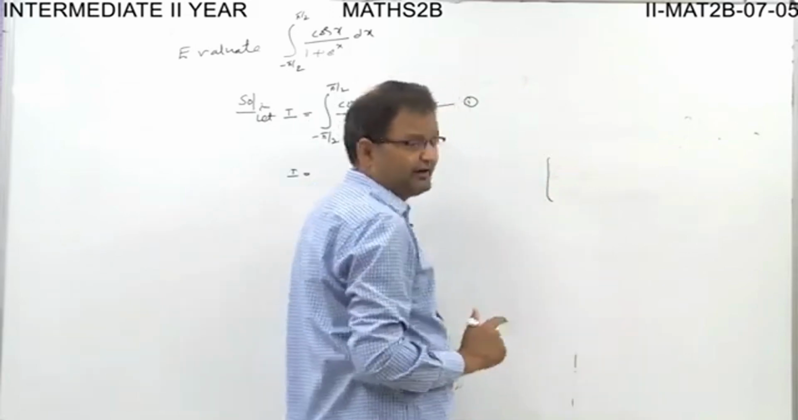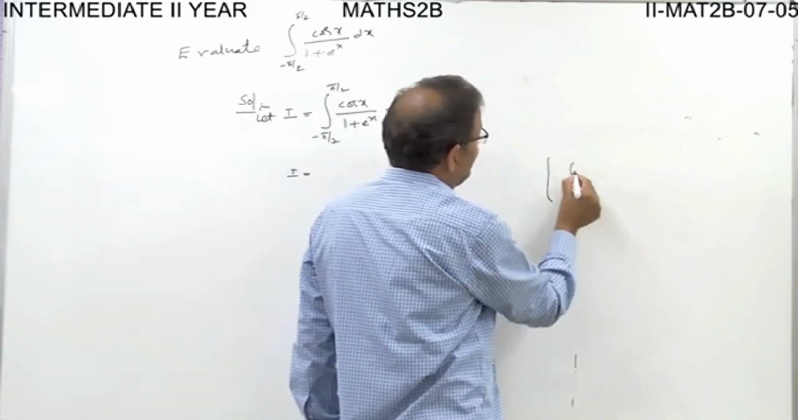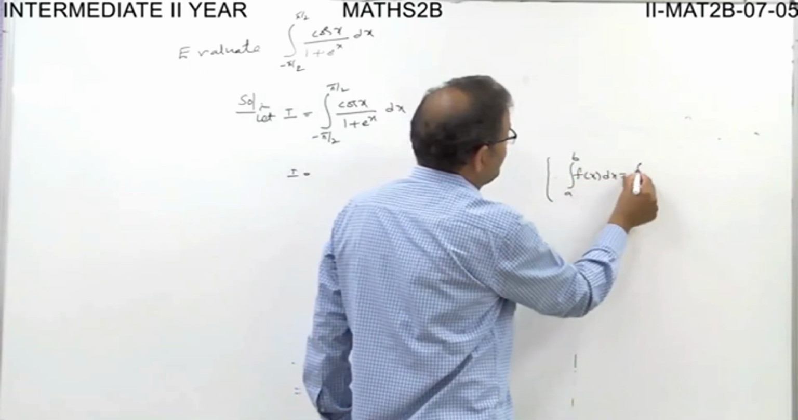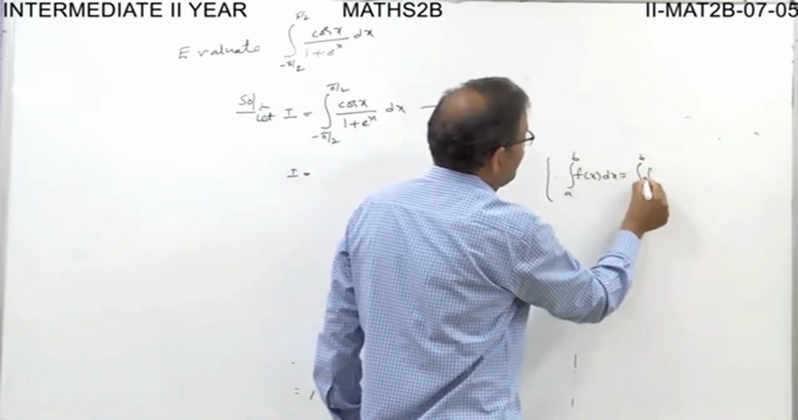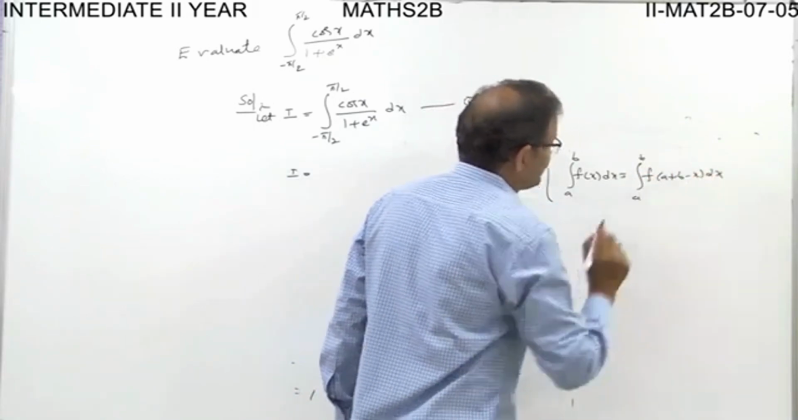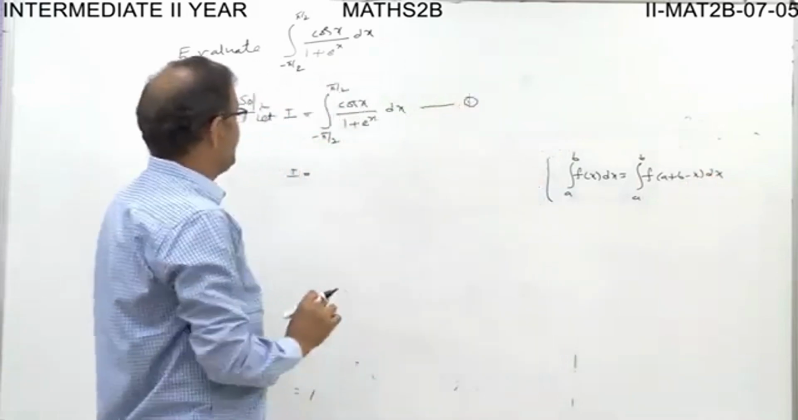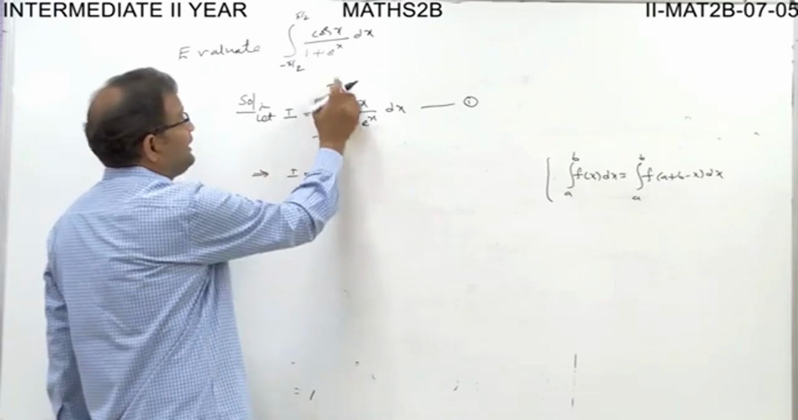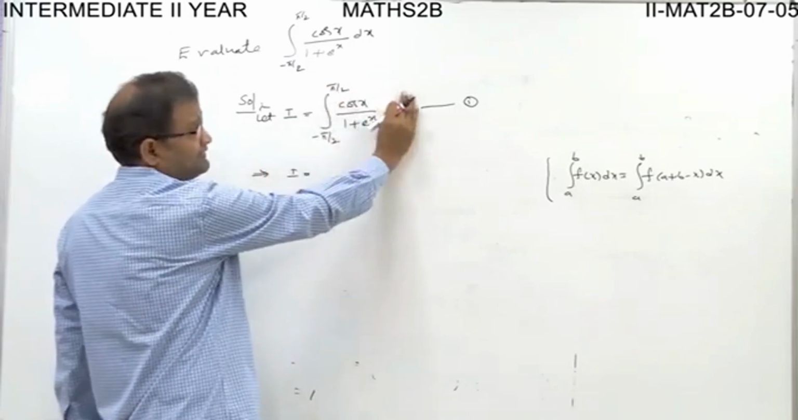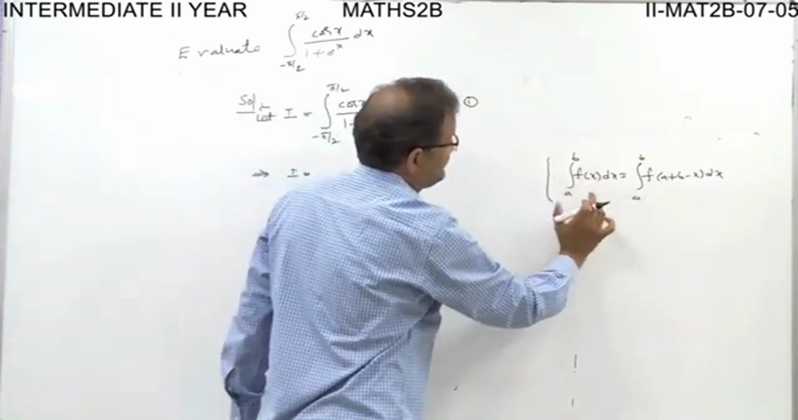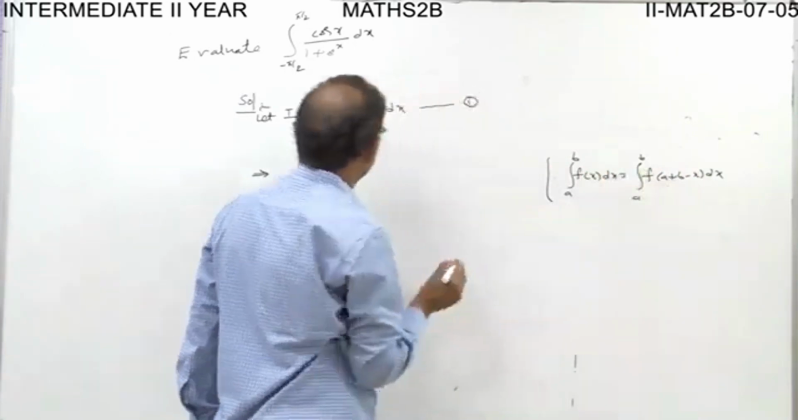We have one property in definite integrals. Integral a to b f of x dx is equal to integral a to b f of a plus b minus x dx. So we can replace x with a plus b minus x.